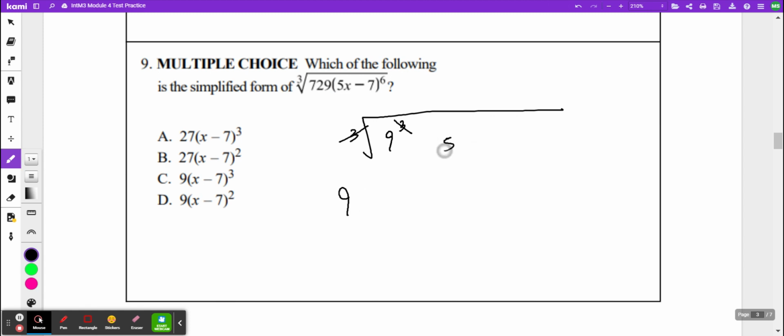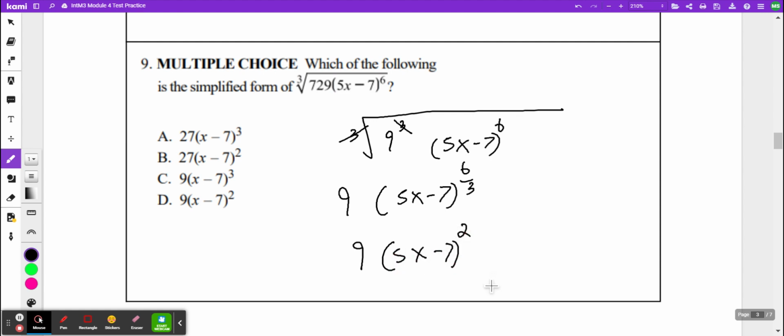But now I have 5x minus 7 to the 6th power. Well, if we remember, this is going to be 5x minus 7 to the 6 divided by 3. And so I get 9 times 5x minus 7 to the 2nd power. And at this moment I go, oh, you know what? This problem didn't have a 5 in it. So we take this off and be like, hey, man, there's an error in the problem itself. So it should be D, but it doesn't have a 5 for some reason.